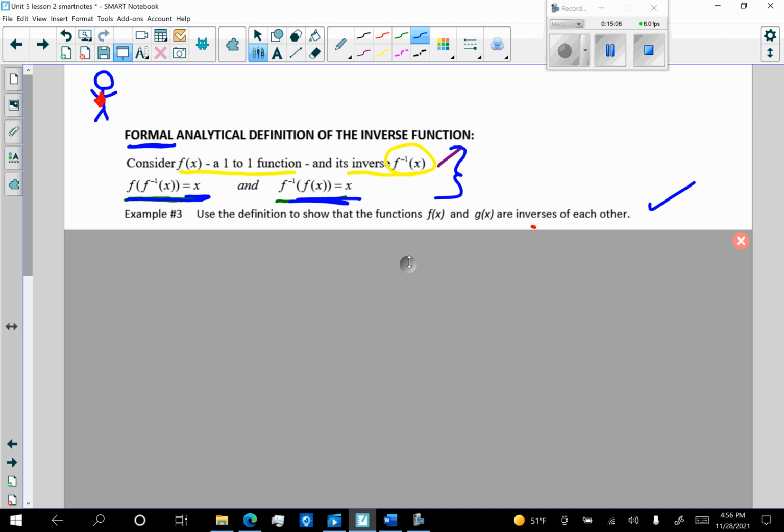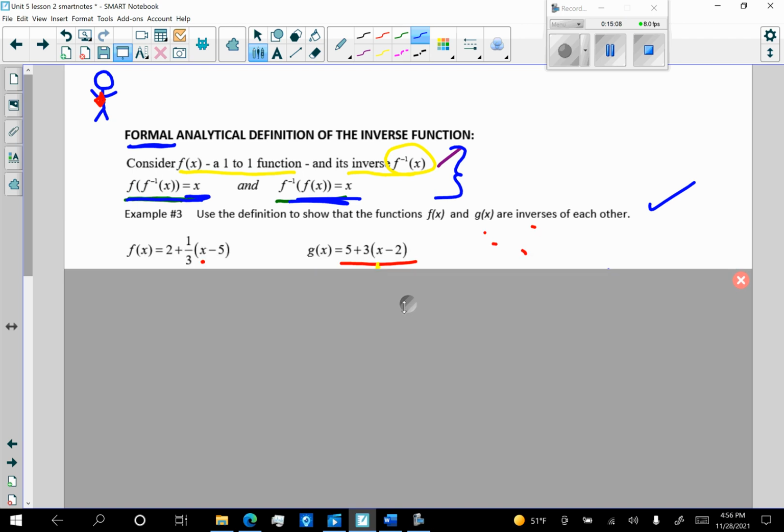Okay, so I have two linear functions right here. I have f of x, 2 plus 1/3 times x minus 5, and g of x, 5 plus 3 times x minus 2. I want to determine whether these guys are inverse functions or not. So this is what I'm going to do. I'm going to go f of g. This is the first thing I'm going to do right here.